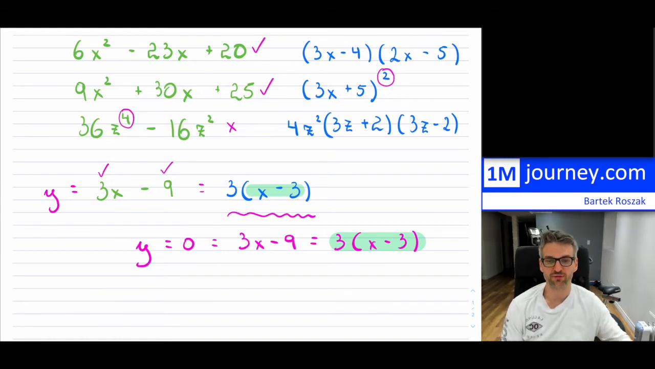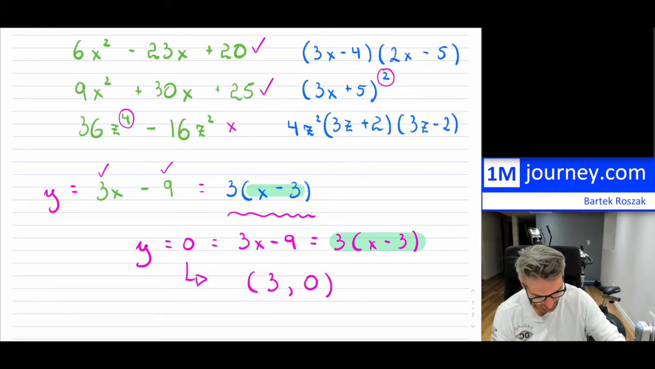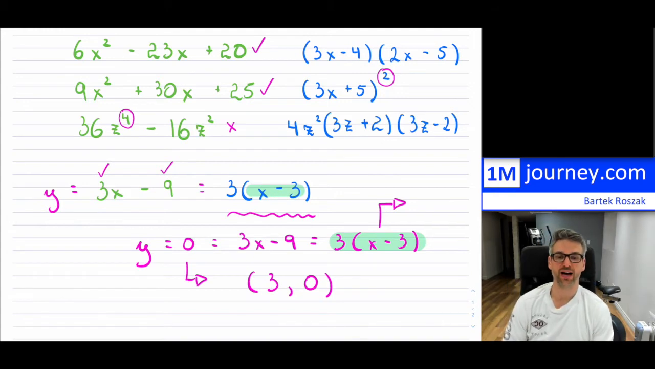Now notice, if you set this equal to 0, meaning y is equal to 0, and you try to solve for x, you indeed will get x is equal to 3 when y is equal to 0. When this is 0, we get our x-intercept, and that's going to be the point (3, 0). And notice how nicely it is captured by this factored form.